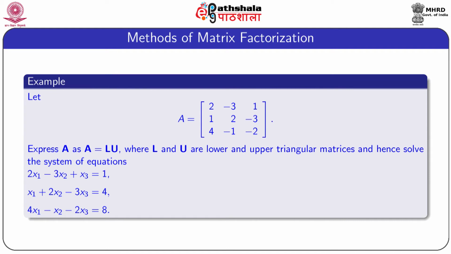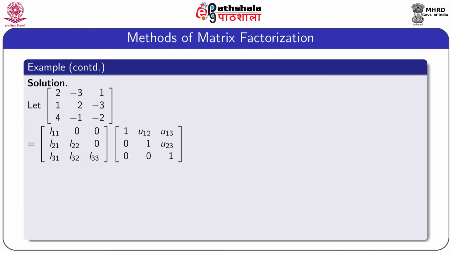Now we consider an example to illustrate the LU decomposition method. Here A is a 3 by 3 order matrix. Our problem is to express A as a product of lower and upper triangular matrices, and from this decomposition we have to solve the following system of equations containing 3 equations and 3 variables. Note that the coefficient matrix of this system of equations is the matrix A.